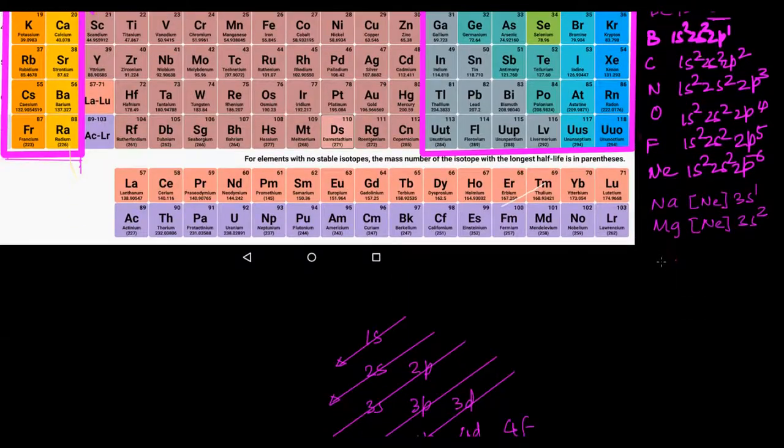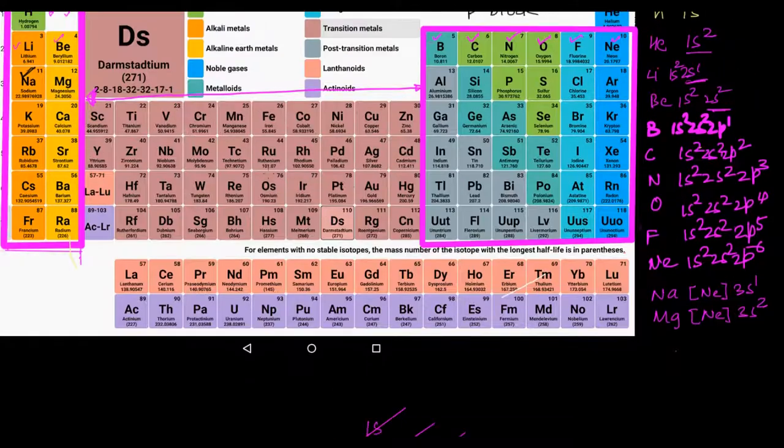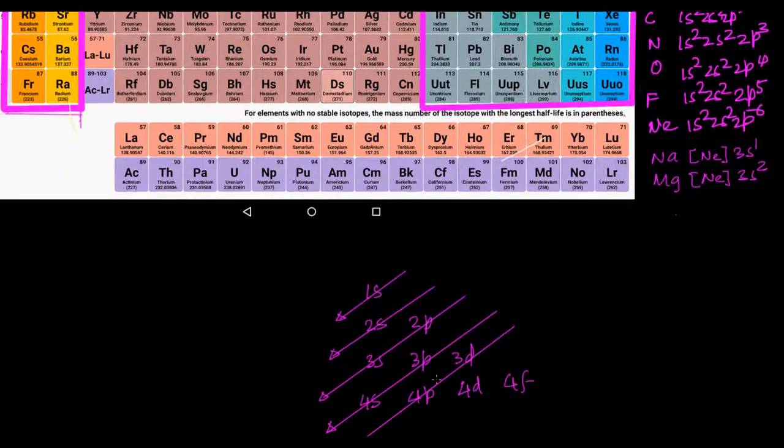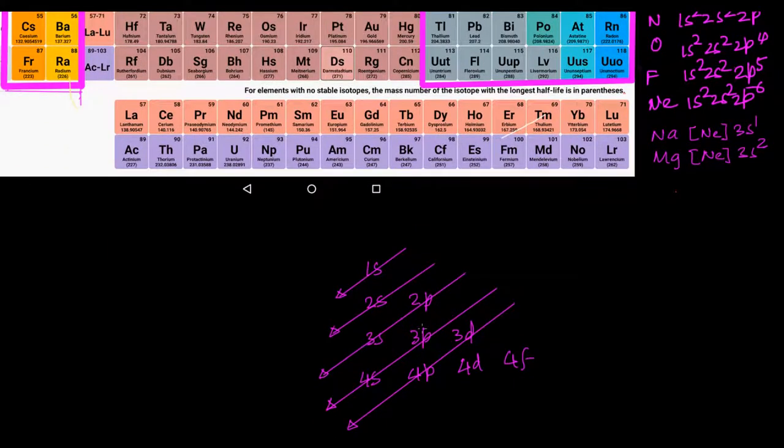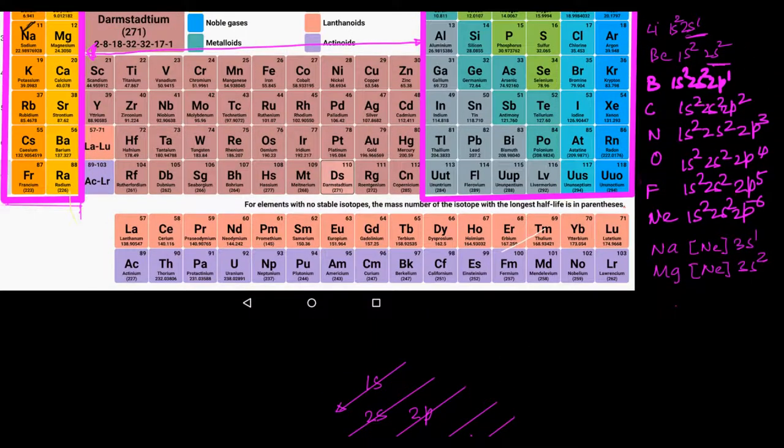So what happens after magnesium? After 3s, we again come to 3p. Get that? We come to 3p. So we have our aluminum here. And what's the configuration? Aluminum is the whole of Ne and 3s2 and 3p1.